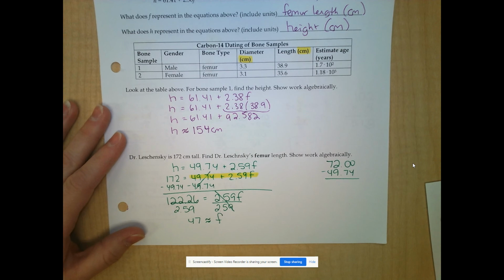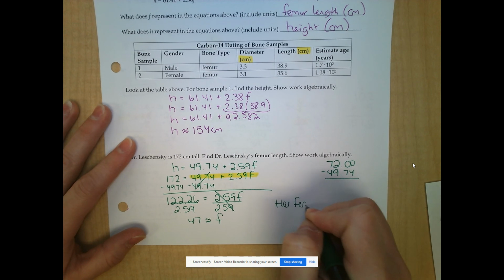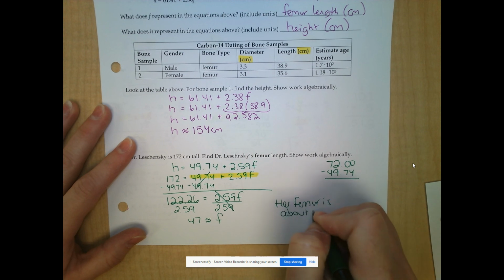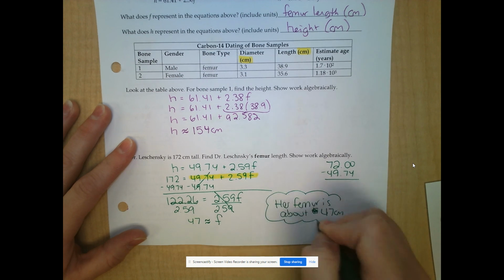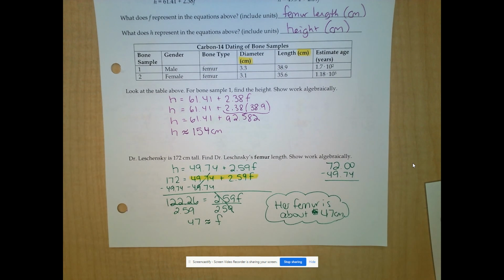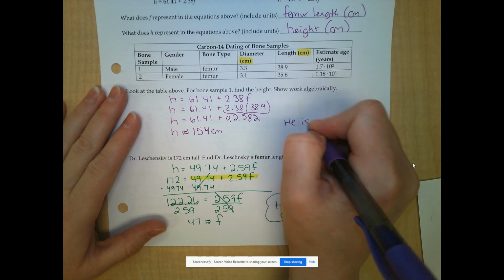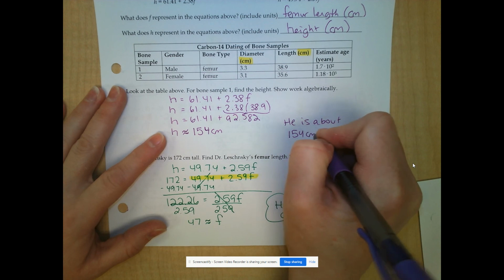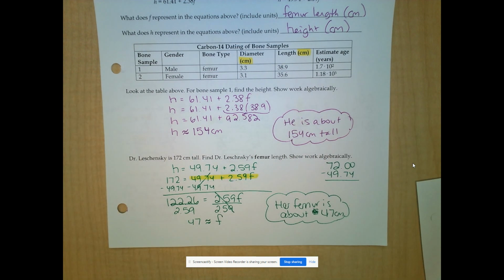Now, Dr. Lashensky is alive, and so we can't just take her femur out. So we would say that we predict her femur is about 47 centimeters. So we can make a prediction about her femur. We could also make a prediction. He is about 154 centimeters tall. Now, if you are curious, that is around 60 inches.